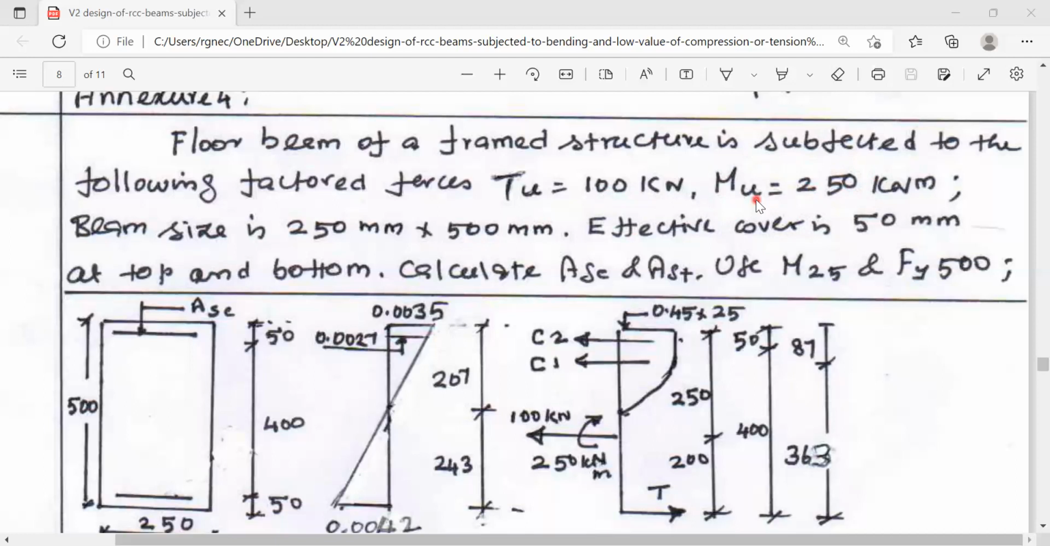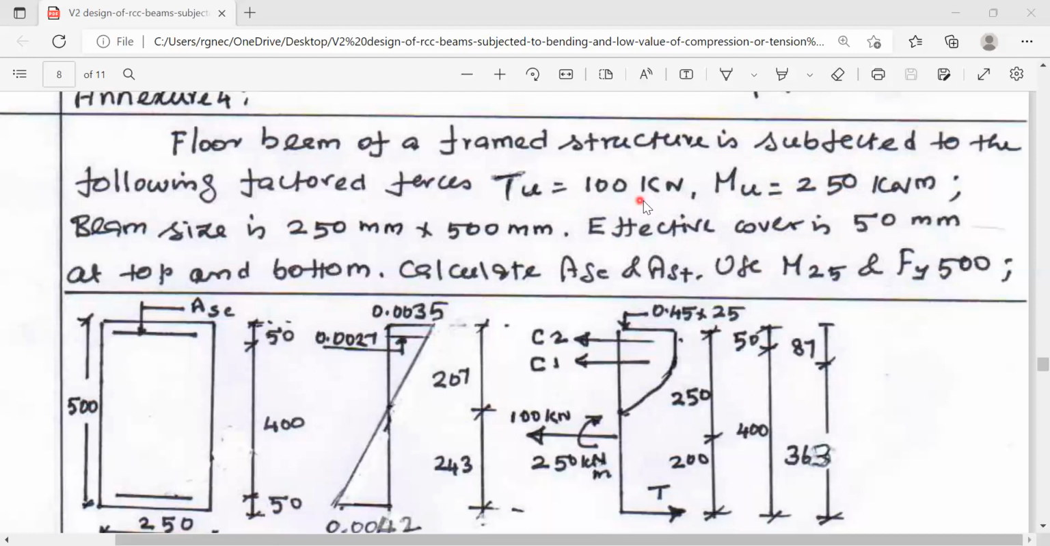This problem is not addressed in the IS code or SP16 or in any textbook. That is, design of a member subjected to predominantly bending moment and low value of tension by limit state method is not addressed in SP16 or IS code or in any textbook to the best of my knowledge. Therefore, I have taken up this for the discussion.